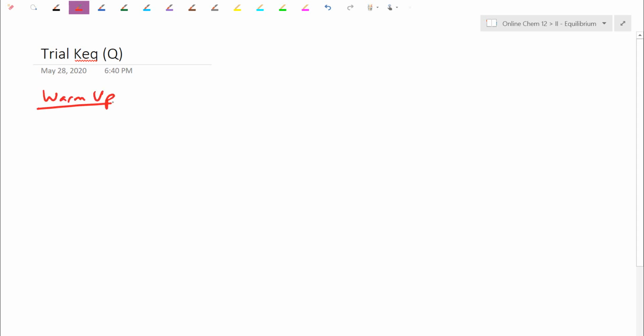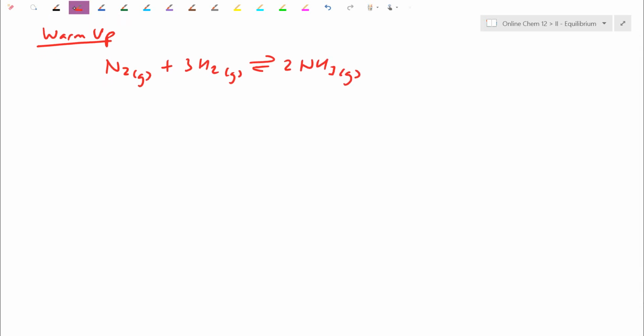For all these ice table style questions, we're always going to be referring to an equation. So I'm going to take the Haber process again. We have N2 and 3H2. These are all gases. They're currently in equilibrium with 2 ammonia as a gas. I'm going to give you the setup of the problem here. So it's a word problem.